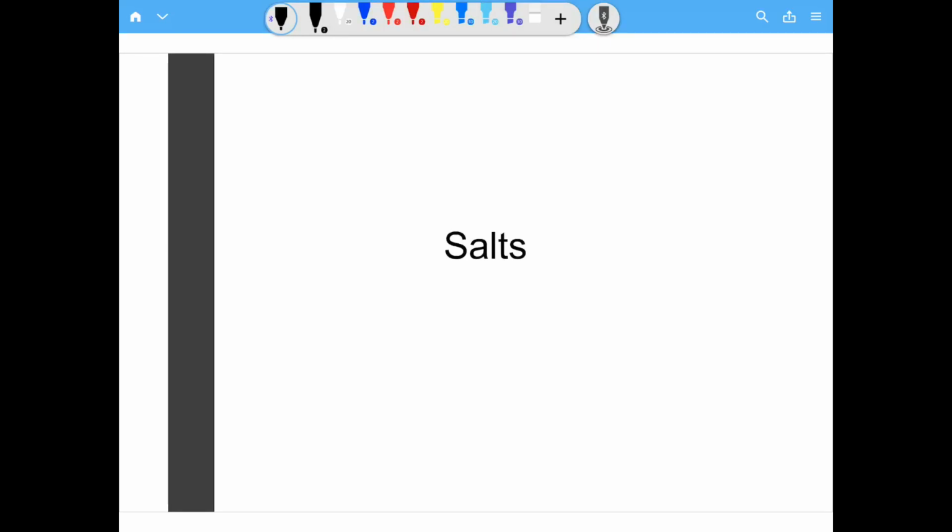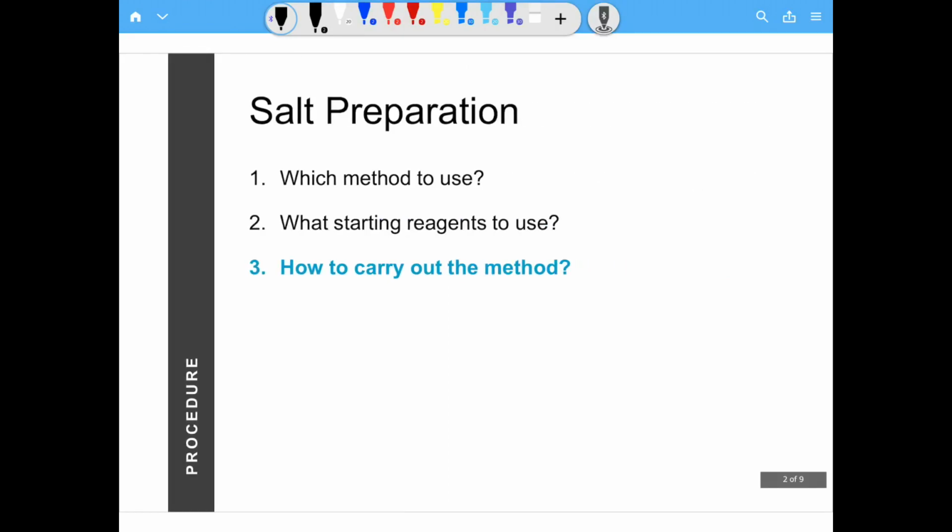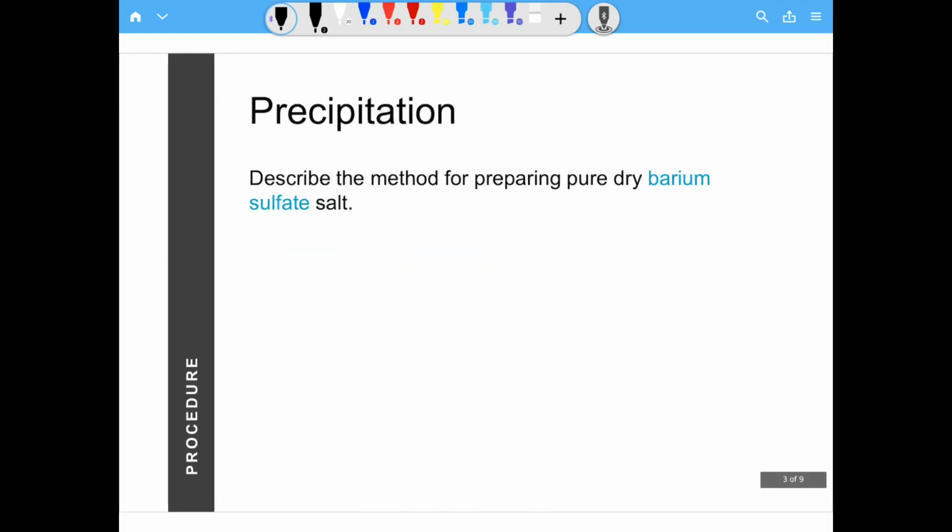Now, in the last lesson, we looked at what salts are and the different methods that we can use to prepare them, and we in particular answered two questions: what method to use for a particular salt, and what reagents we need to mix in order to get the salt. In this lesson, we're going to look at how to carry out each method, the procedure or the steps involved for each method. We'll start with the precipitation method.